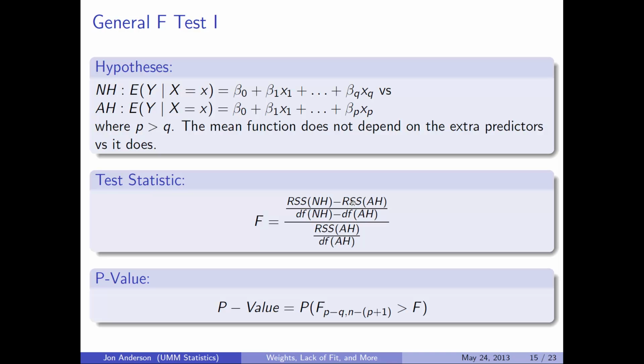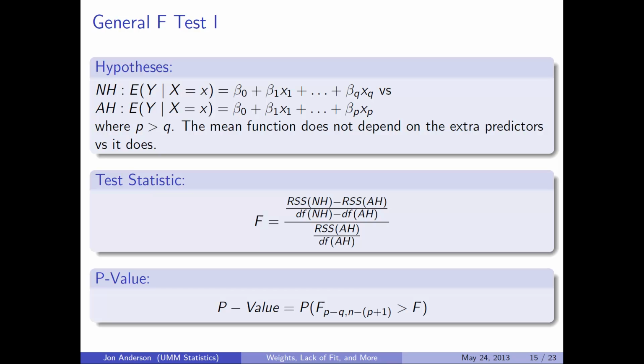Remember that residual sums of squares are the amount of unexplained response variation. The amount of response variation that's not explained by the model predictors. And so if these two residual sums of squares are quite different, it means the models are quite different, and therefore it means that these extra predictors in the alternative really make a difference. And so if this F statistic turns out to be quite big, it is evidence that the alternative hypothesis model really is needed.